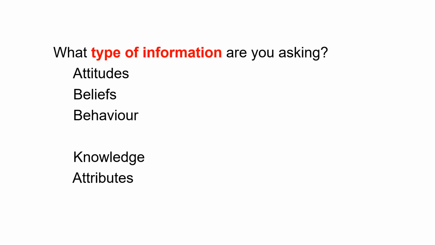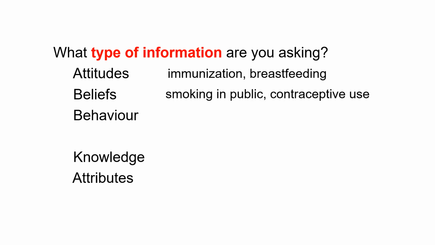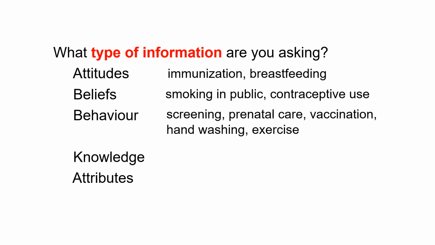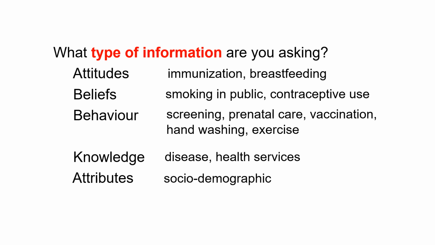In drafting the tool, what type of information are you asking? Is it on attitude? Examples, attitude on immunization or breastfeeding. Is it on belief, like for example, smoking in public and contraceptive use? Is it on behavior, like going for screening for prenatal care, vaccination, hand washing, or exercise? Is it knowledge about disease or health services? Or is it attribute, which speaks of socio-demographic information?